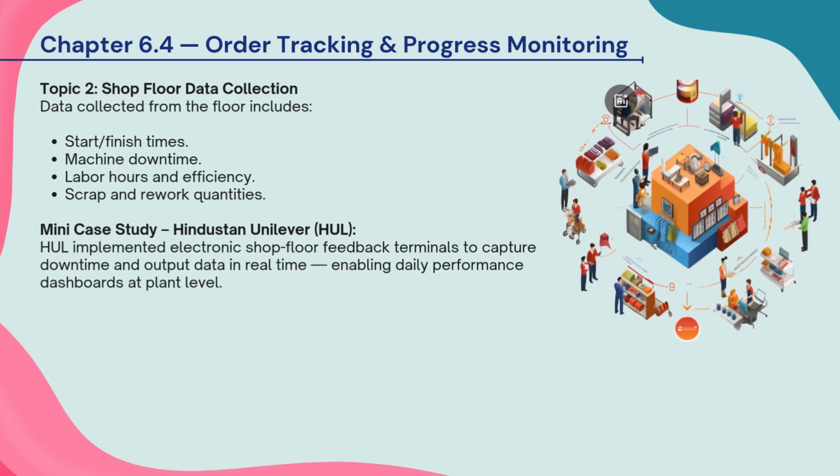This slide covers the key types of data collected directly from the shop floor. Typical inputs include start and finish times, machine downtime, labor hours and efficiency, and scrap or rework quantities. This data helps PAC understand actual performance versus plan. The whole case shows how electronic feedback terminals allowed real-time capture of downtime and output, enabling daily performance dashboards and faster decision-making at the plant level.